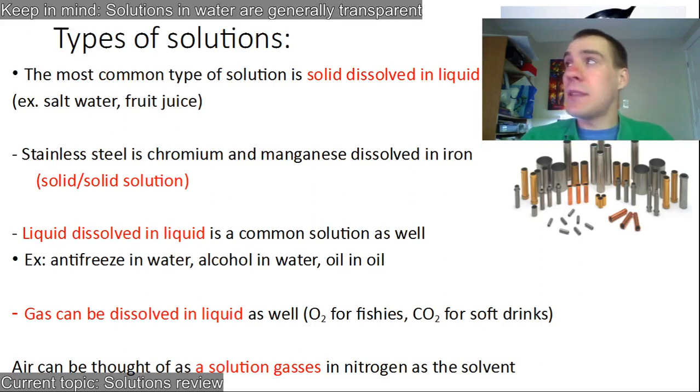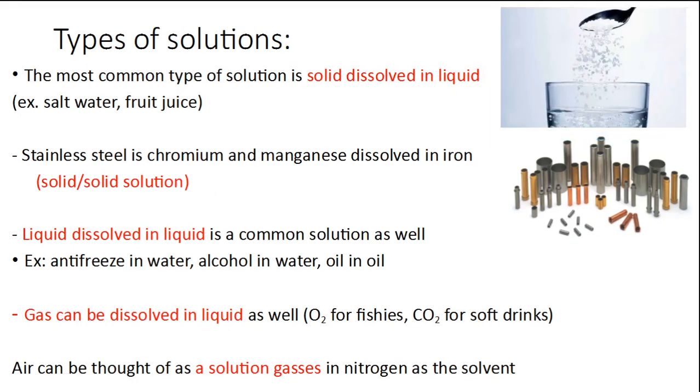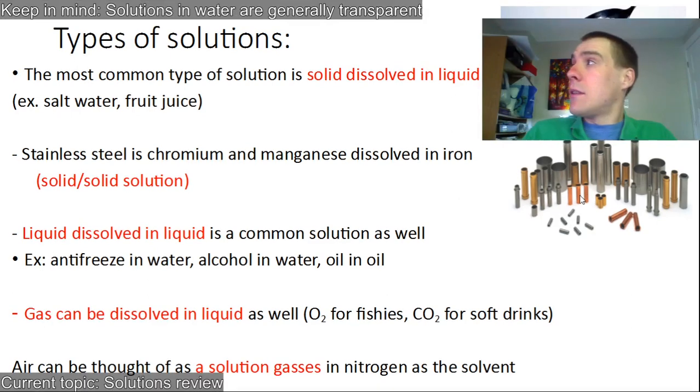So let's talk about types of solutions real quick. Just have a look at the photos here. This is just salt going into water. So that's a solid going into a liquid. And these are different types of brass and bronze and stuff like that. So these are solids dissolved in solids, right? So for example, stainless steel, chromium and manganese, that's dissolved in iron. A lot of things are solids dissolved in liquids.